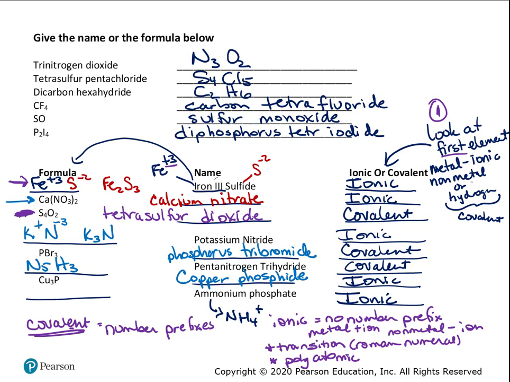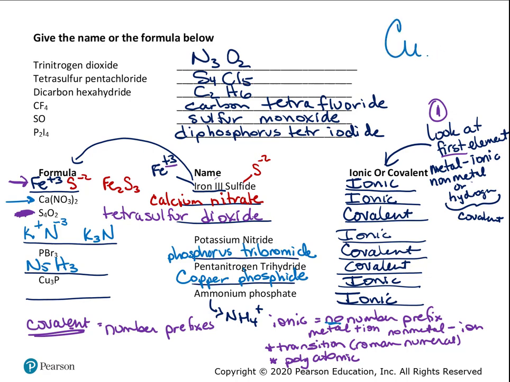No, because it's ionic. No number prefixes with ionic. So the way you remember not to use number prefixes: if the first element's a metal, no number prefixes, because it's ionic. But because this is copper, iron, and chromium, I have to know what is the charge on my copper.